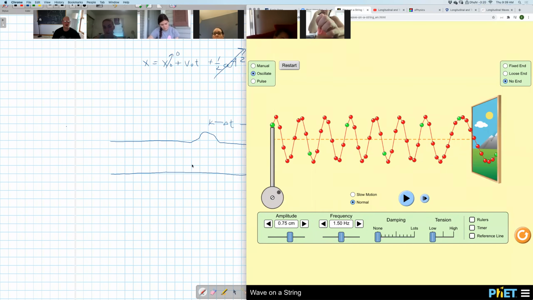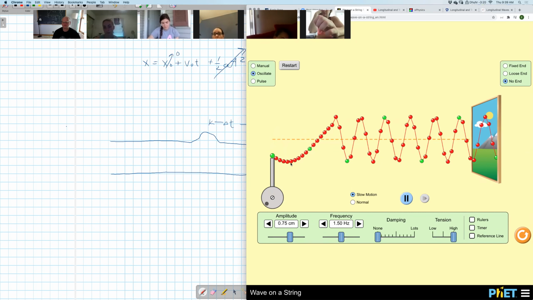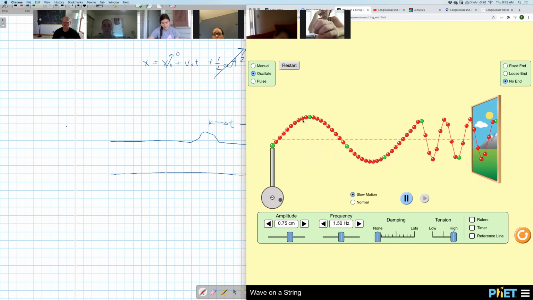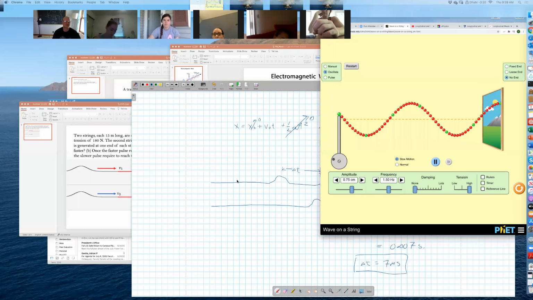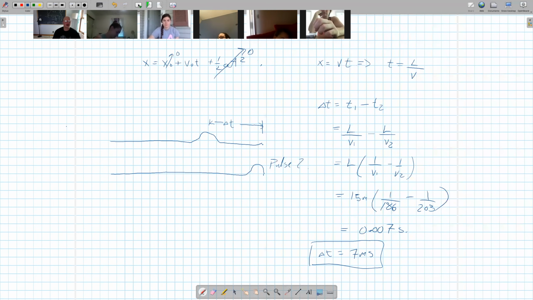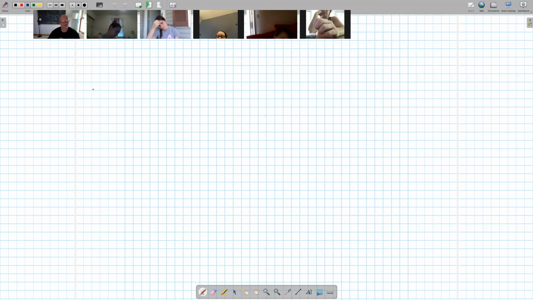So the next thing we want to know is, how do we mathematically describe the motion of the wave? How do I describe what the wave is doing as it moves across the medium? So we're going to look at the mathematical description of the wave.